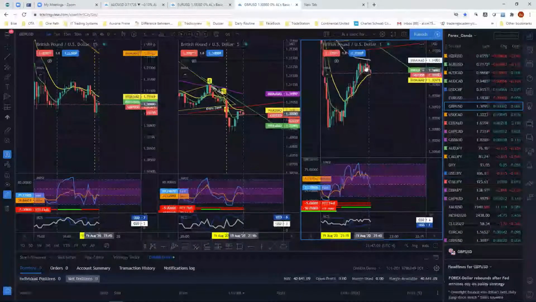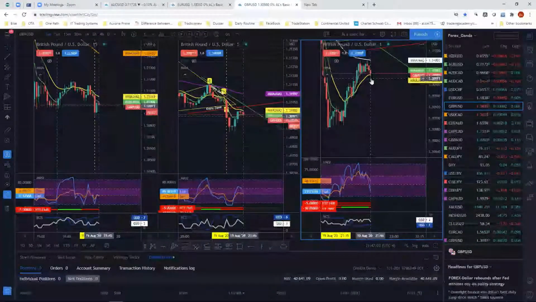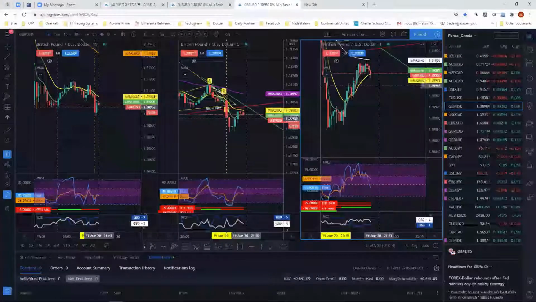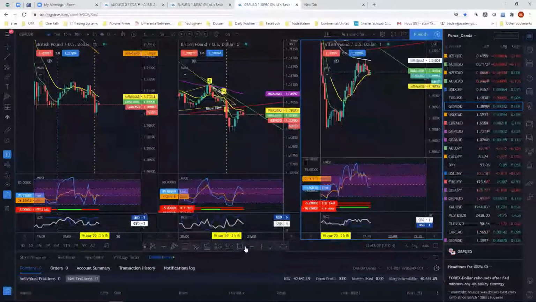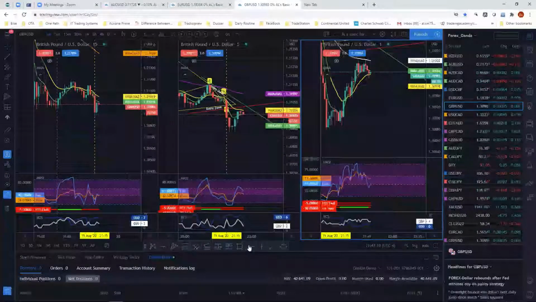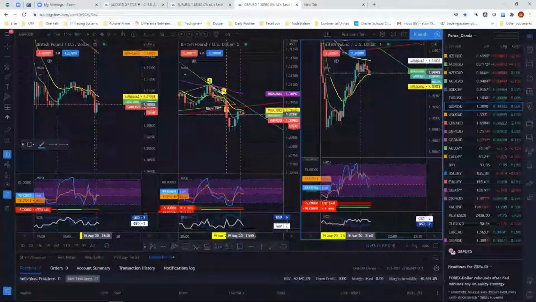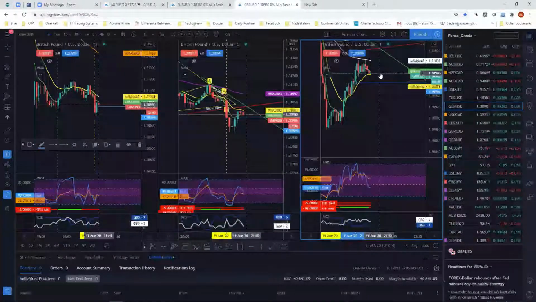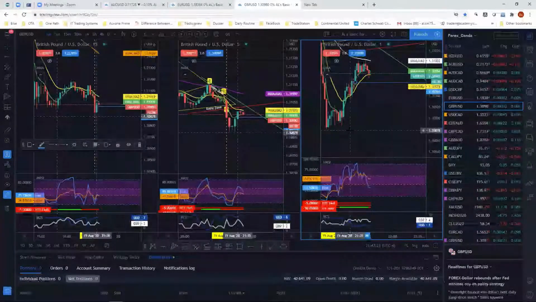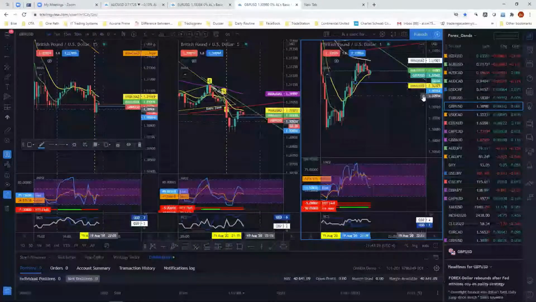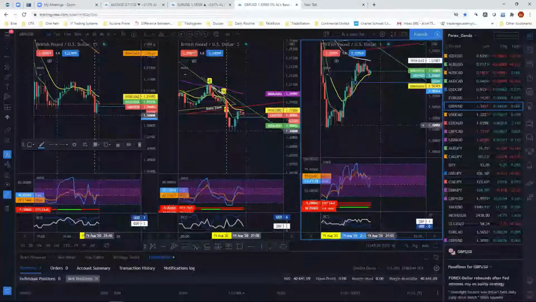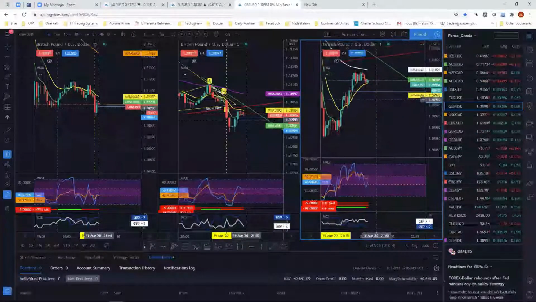We have a little bit of basing up here, starting to break out. If I can get a close below this candle, that's at 96.87, that would give us our seven, that we can get 7 pips.